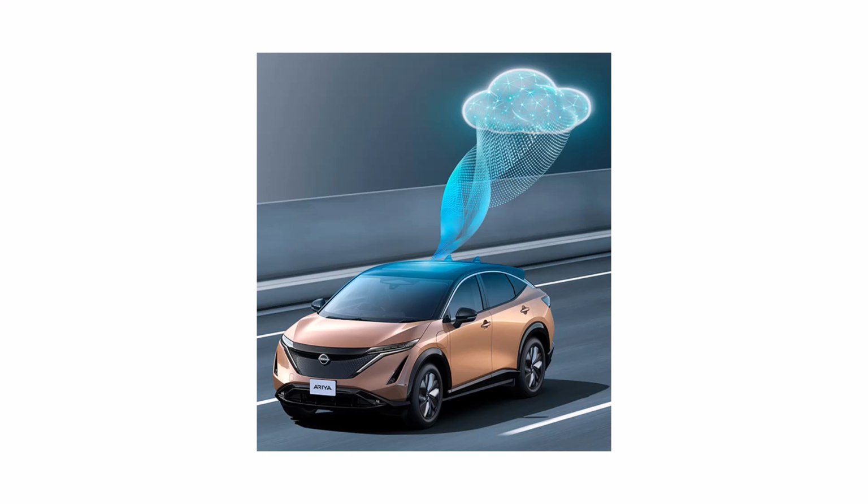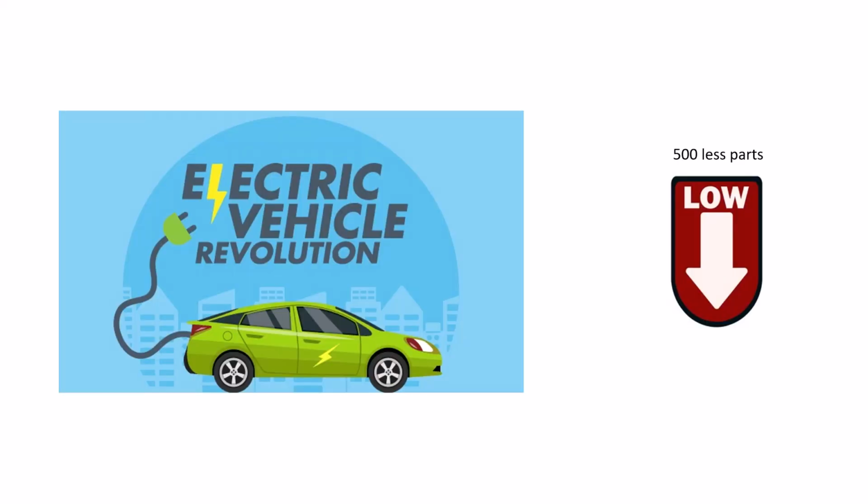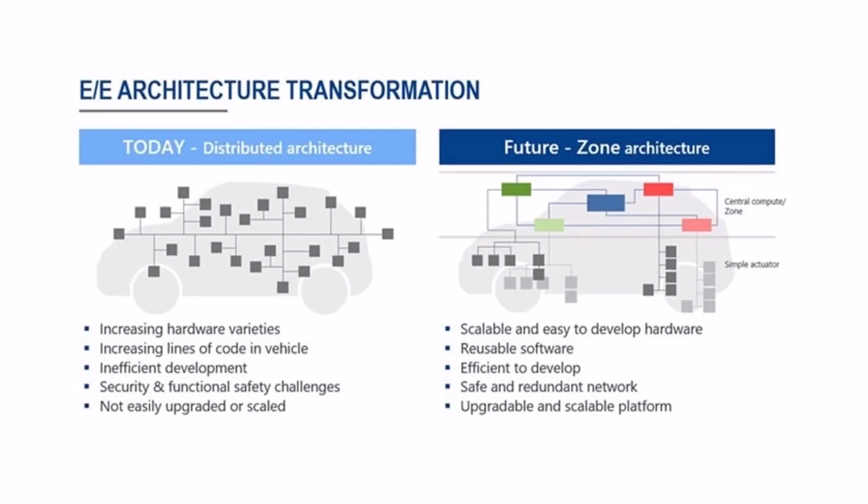Okay. Now, why are we talking about it now? The reason is the advent of electric vehicles in the market. The number of parts required to make an electric car is way lesser compared to a normal gasoline car. So you have some 500 fewer parts. Okay. And on top of it, there is this new architecture which is kicking in.